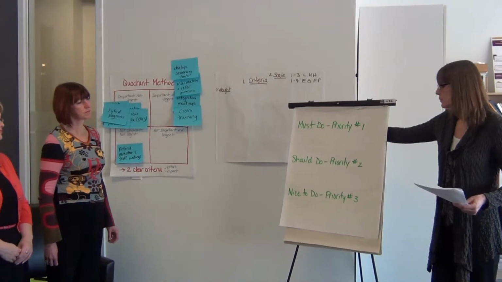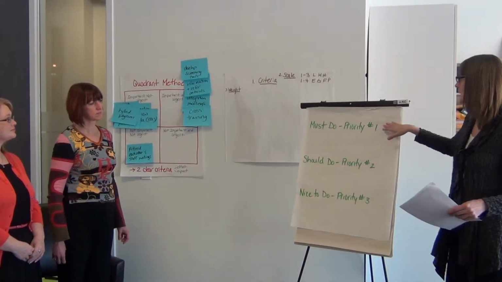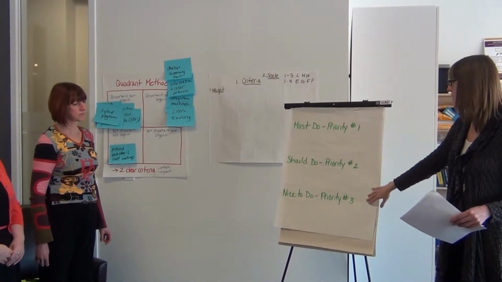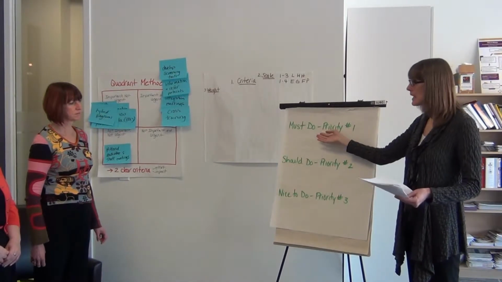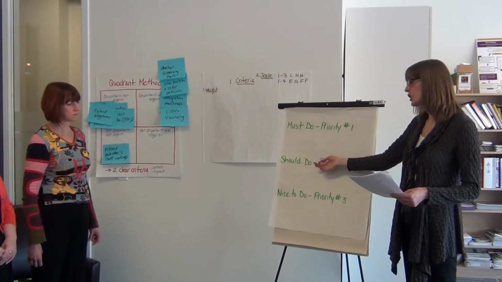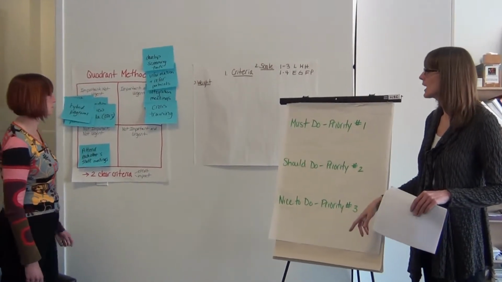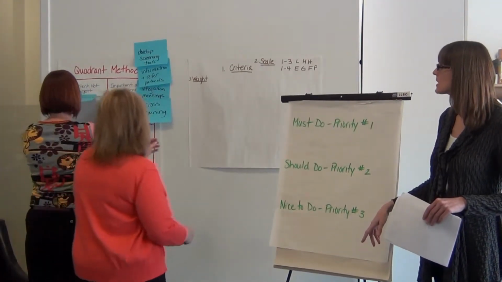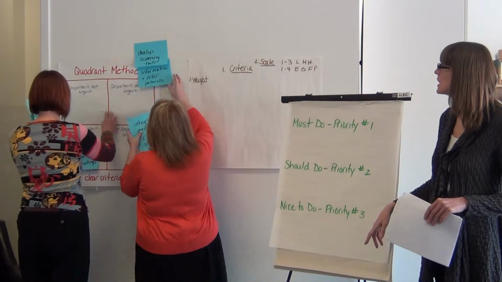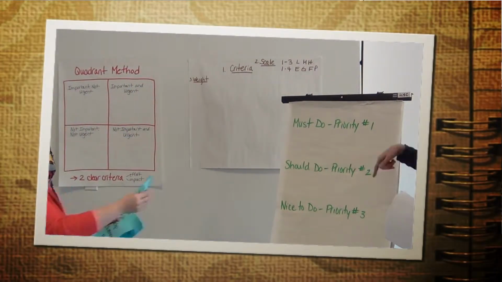So here's another way that you can prioritize actions or ideas. You can do them as priority 1, 2, and 3. So what's something we must do, something we should do, something that's nice to do? Let's bring our 10 over again and start to slot them based on where you think they might fit on this one.